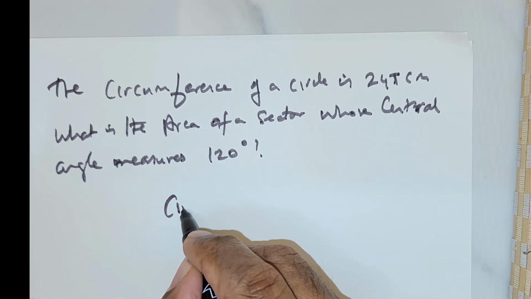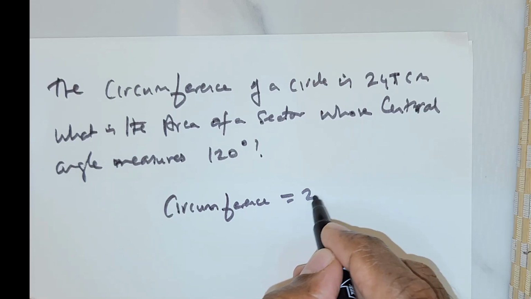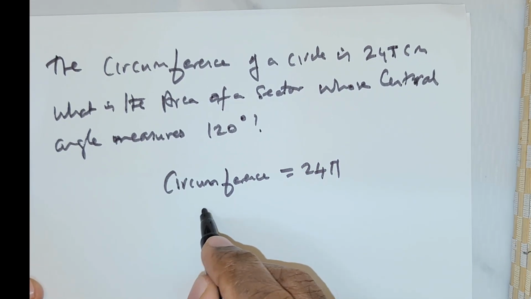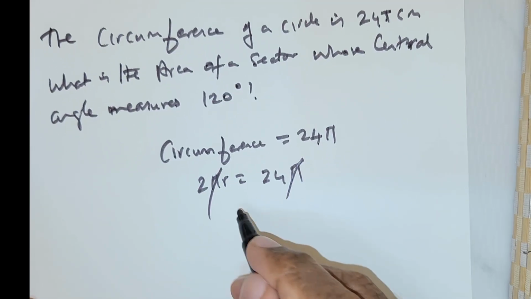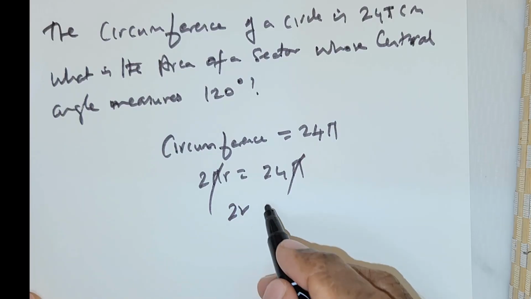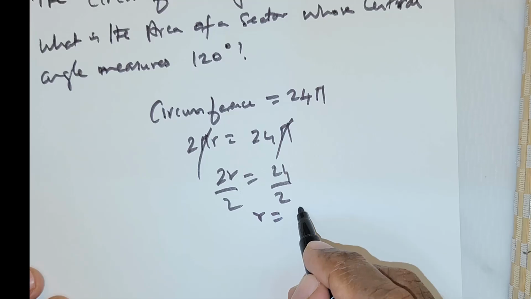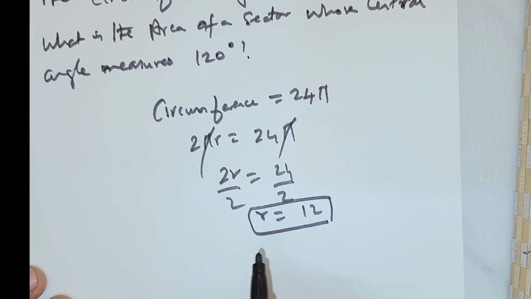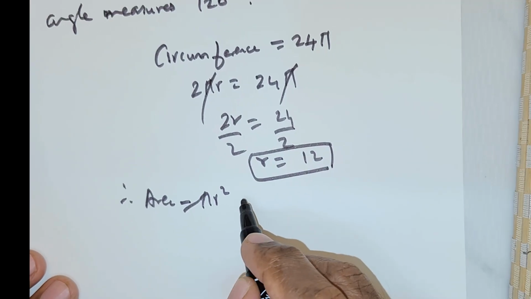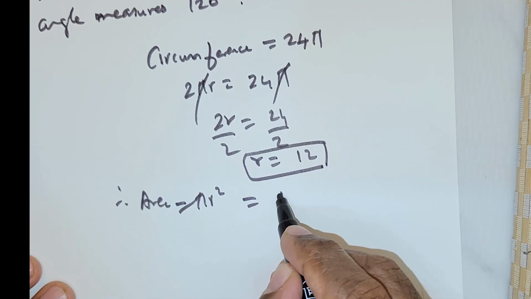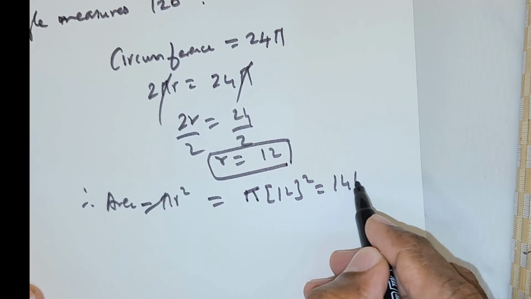So we are given circumference equal to 24 pi. This means 2 pi r is equal to 24 pi. So pi gets cancelled. We get 2r is equal to 24. I divide by 2 both sides. I get r is equal to 12. So therefore area is given by pi r squared, which is equal to pi times 12 squared, which is going to be 144 pi.